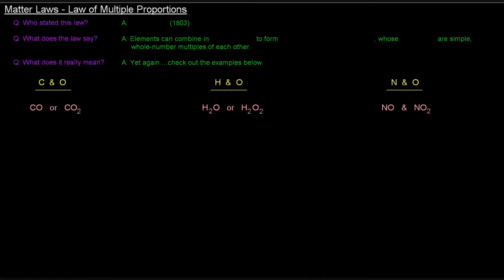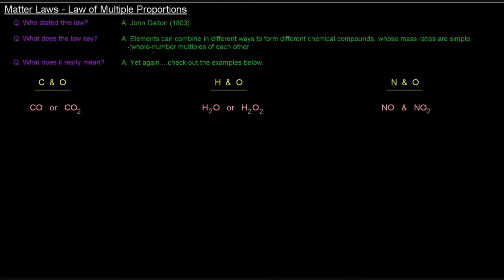So the third matter law that we'll be talking about is the law of multiple proportions. Who stated this law? It was John Dalton, who actually comes up quite a bit in chemistry, so keep him in mind. What does his law say? The law says that elements can combine in different ways to form different chemical compounds whose mass ratios are simple whole number multiples of each other. That's complicated. What does that mean?